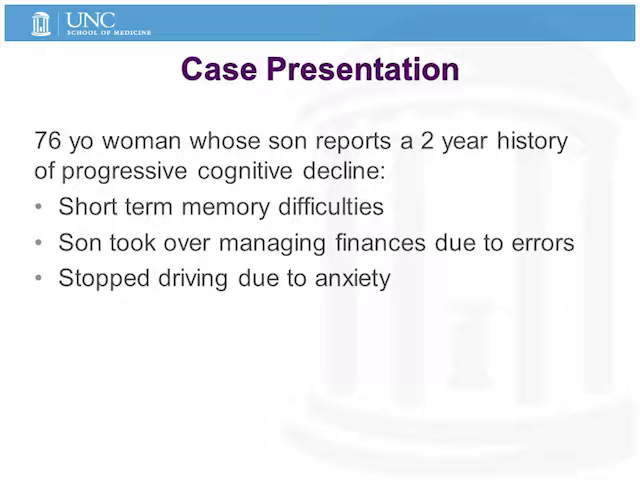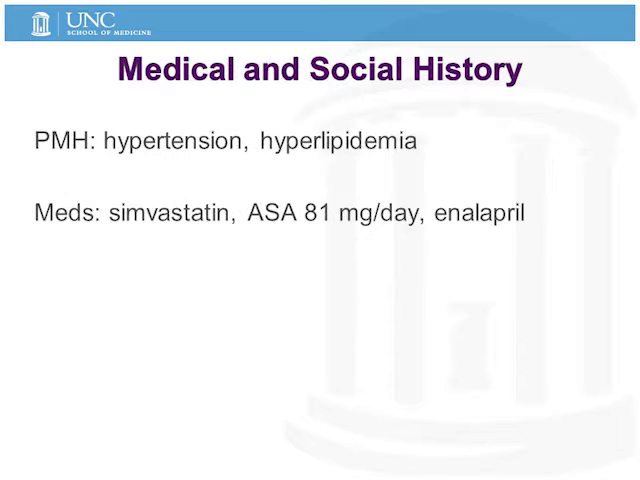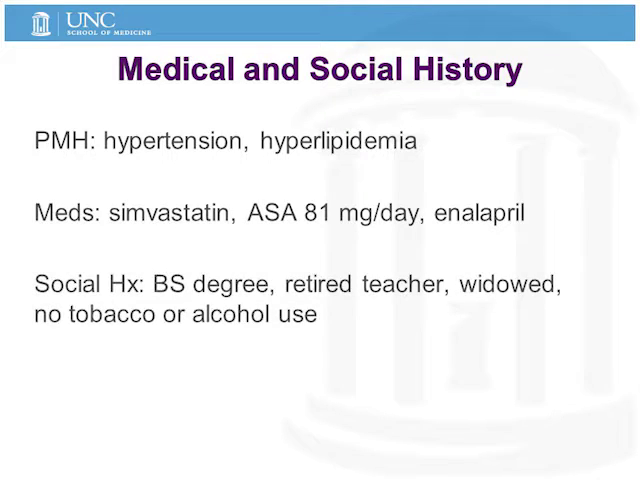The patient is a 76-year-old woman whose son reports a 2-year history of cognitive decline. He reports that her main problem is with short-term memory, such as repeating herself and getting lost in familiar areas. She also stopped driving due to anxiety a few months ago, and about a year ago he took over managing her finances. Her medical history includes hypertension and hyperlipidemia. She takes a statin drug and a baby aspirin as well as an antihypertensive agent. She's a retired teacher, widowed, with no history of tobacco or alcohol use.